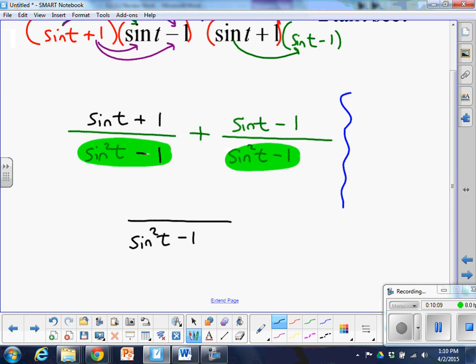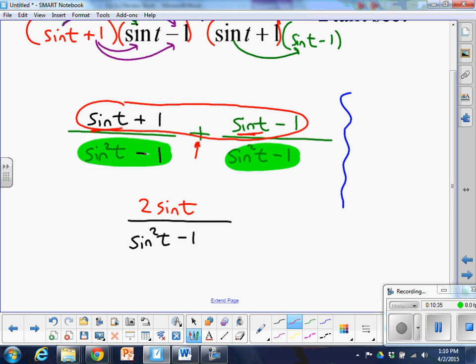So basically, the numerator now is just all of this, and it's just being added together. It's just combining like terms. Okay, so it's sine of t plus 1 plus sine of t minus 1. It's addition here. So the sine of t plus the other sine of t is 2 sine of t. Okay, and then we have a plus 1 and a minus 1. Since it's just addition, those would just add up to be 0, or nothing.